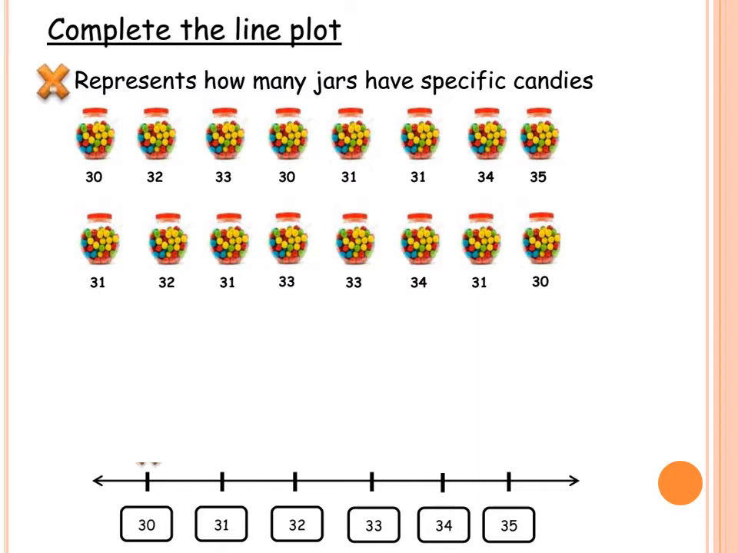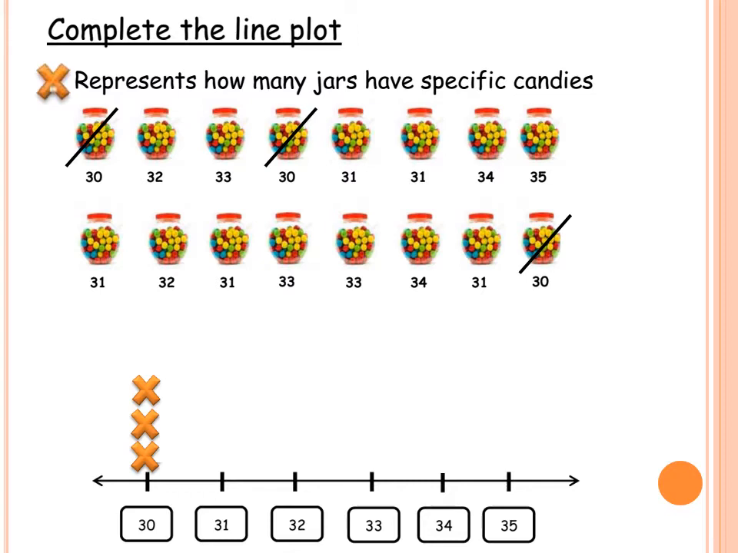In the first one, we want to know how many jars had 30 candies. Let's see, here is 1, 2, 3. So we have 3 jars. So we will make 3 X above number 30. Okay, let's go to 31.